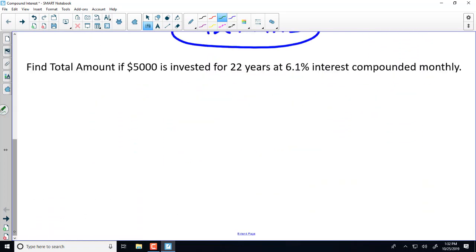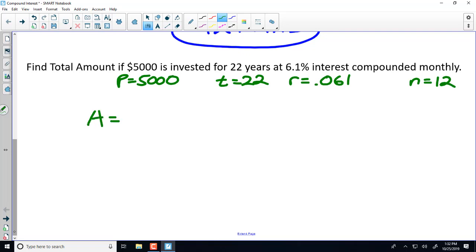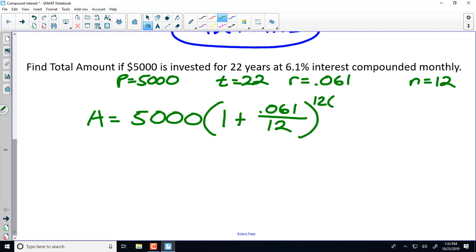So, similar setup, except we got P equals 5,000. We've got T equals 22. We're going to have R equals 0.061. And we're going to have n equals 12. So we're going to set it up with 5,000, 1 plus 0.061 over 12, 12 times 22.